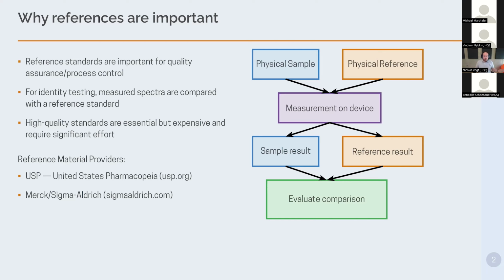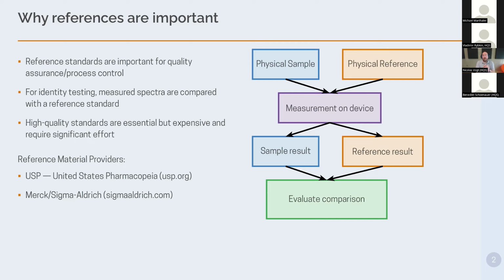And then you measure them both with the same device, with the same parameters. And measurement here is really a very general concept. So you could measure a UV spectrum, you could measure an infrared spectrum, or you could measure a nuclear magnetic resonance spectrum. So you measure with the same device, with the same parameters for comparability, you get two measurement results, and then you compare them.